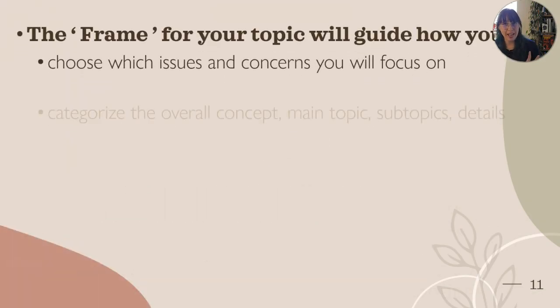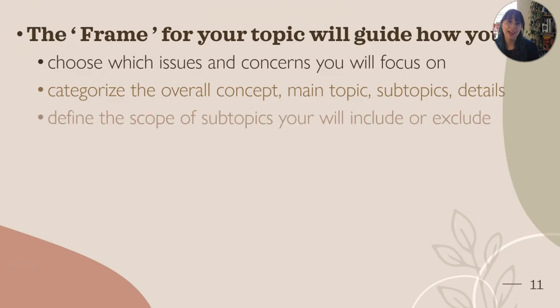Along the way, the frame that we choose for our topic will help guide which issues and concerns that we focus on. So each topic is pretty large, and we can list and list and list a lot of subtopics and a lot of details. But really framing and narrowing in helps us choose just a few issues to really focus on. It can help us categorize what is the big umbrella topic, and then what are the main topics that we want to dive into. And within each of those, what subtopics, what details are we interested in? Which is really how we define the scope of our discussion.